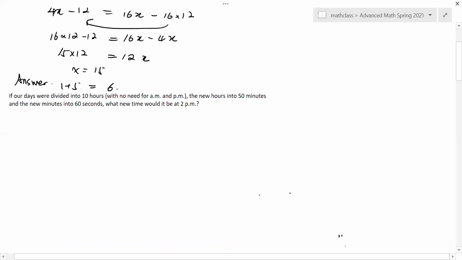All right. The second problem. If our days are divided into 10 hours with no need for AM and PM, the new hours into 50 minutes, and the new minutes into 60 seconds, what new time will it be at 2 o'clock p.m.?